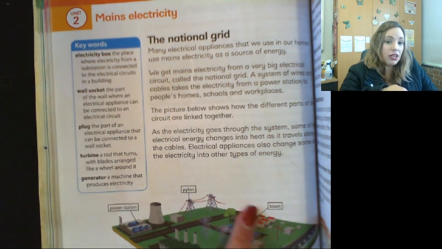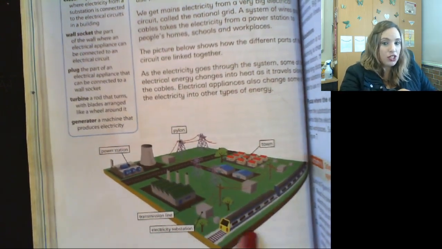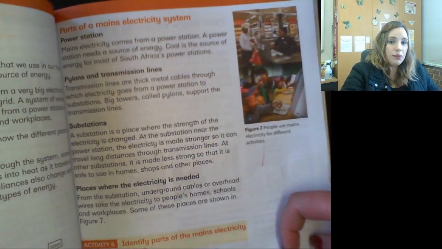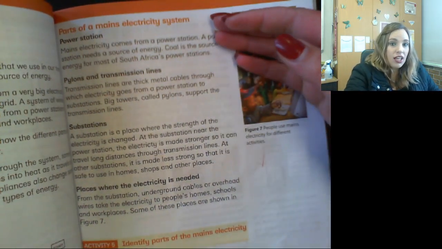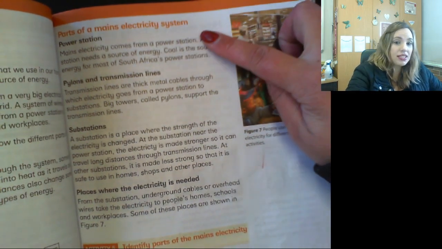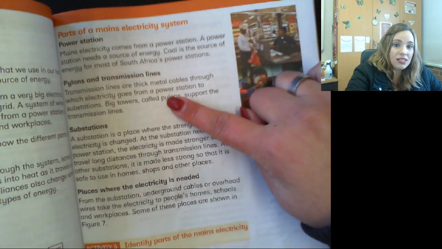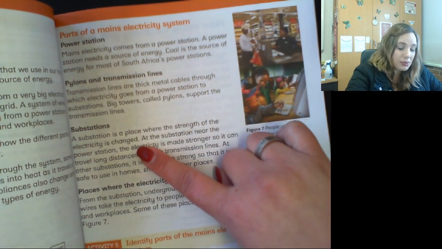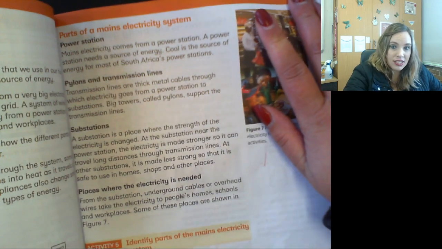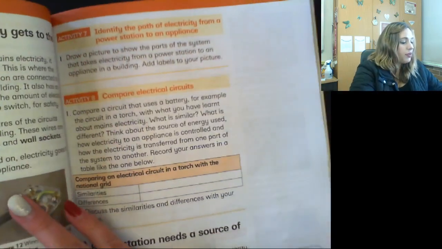Then we looked at the national grid. I'm quite sure you all remember this picture. We looked at the parts of the mains electricity system, our national grid: the power stations, the pylons and transmission lines, the substations, and then the places where the electricity is needed.